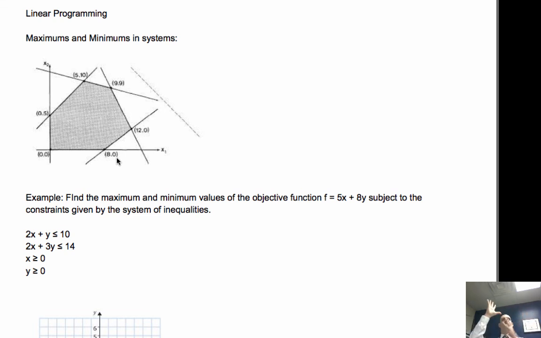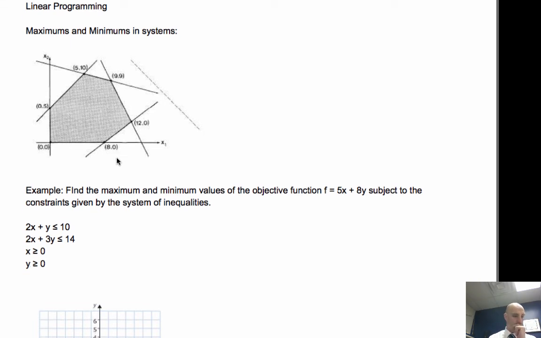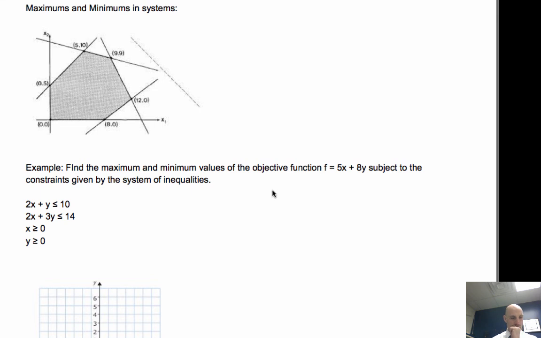I've got all these constraints on the prices and things that cost me to make a cell phone. My objective function is how much money I'm making. So inside these constraints, how much money am I making on these phones? And so to find the maximum and minimum values of the objective function, F of x, f equals 5x plus 8y, subject to the constraints.